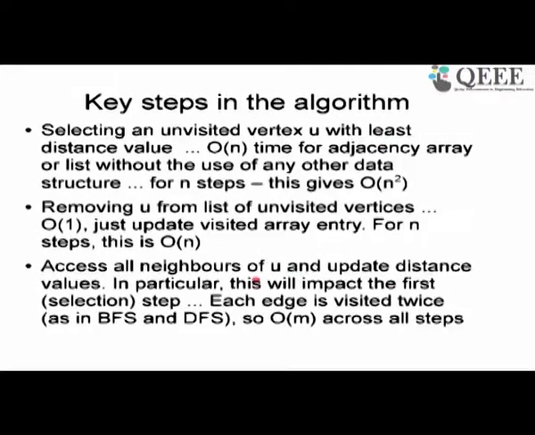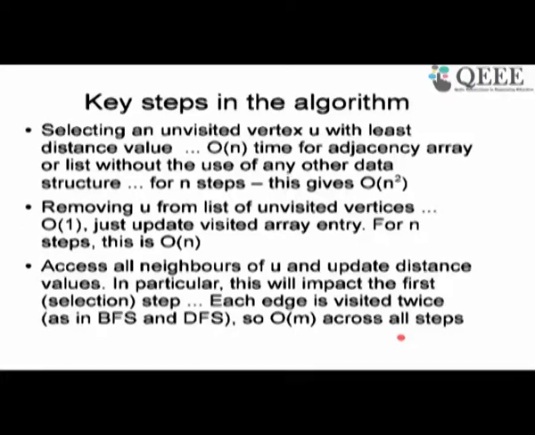Okay, accessing all neighbors of U and updating the distance values, right? So now again, just like BFS and DFS, you notice in Dijkstra's algorithm also, every edge will be visited exactly twice. If UV is an edge, you will visit this edge when you come from U to V, and you will visit the same edge again when you come from V to U.